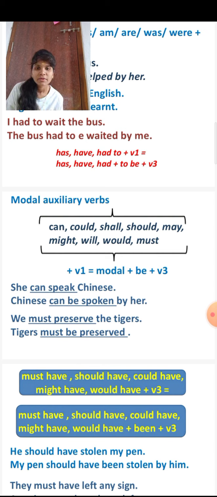And next, we must preserve the tigers. Here the modal form is must. So after must you have to add the be form, and after that the V3 form. So tigers must be preserved. So this is a sentence.